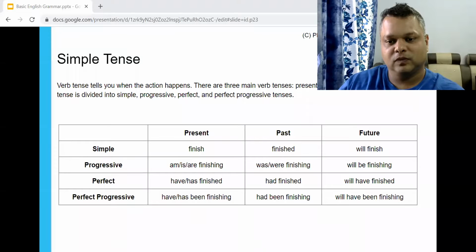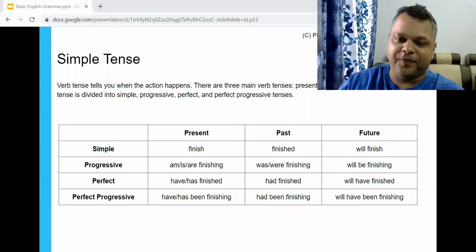Present, past, future. Simple: finish, finished, will finish. Progressive: am, is, are finishing, was, were finishing, will be finishing. Perfect tense: have, has finished, had finished, will have finished. Perfect progressive tense: have, has been finishing, had been finishing, will have been finishing. Okay. Thank you very much.